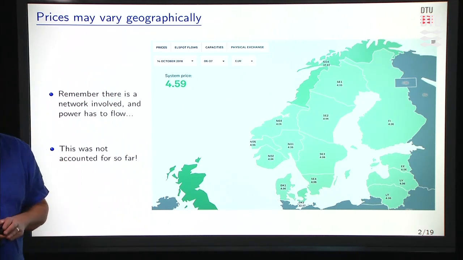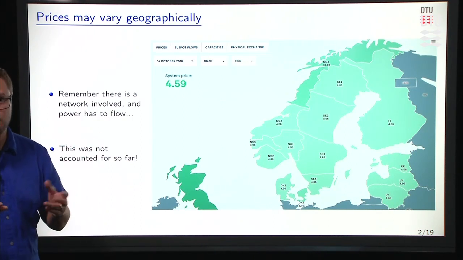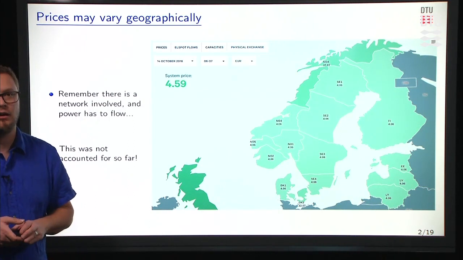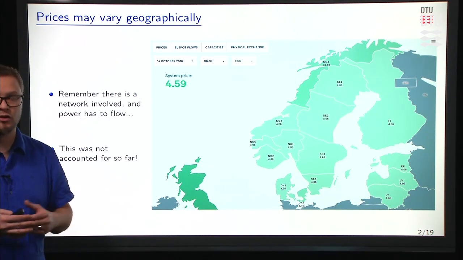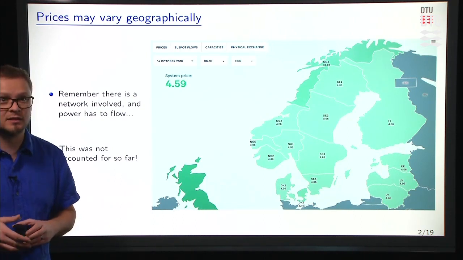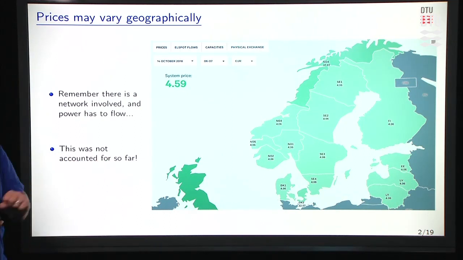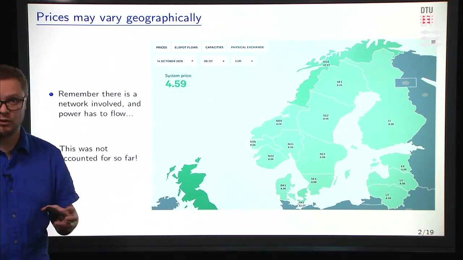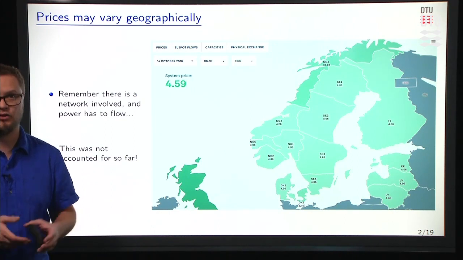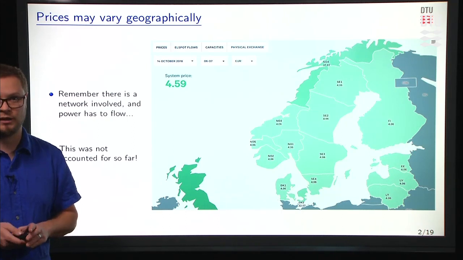The reason for that, remember, is that there's a network involved with certain capacities for the various cables that form this network, and power has to flow and respect some of the physics of power flows, and there might be also some reservation in terms of the network and assets for contingencies or some security consideration. So far, we have not accounted for this physical limitation related to the networks and to operations, and these are the reasons why the prices may vary geographically.